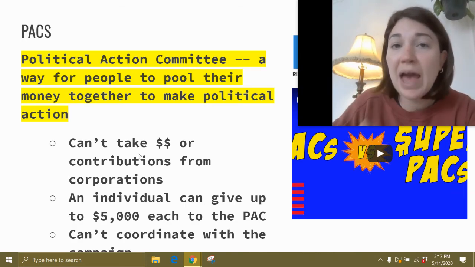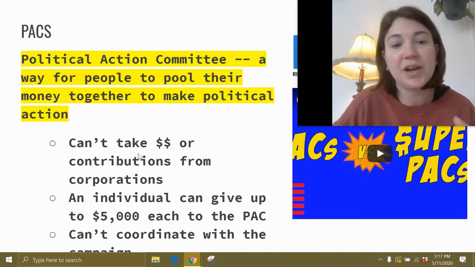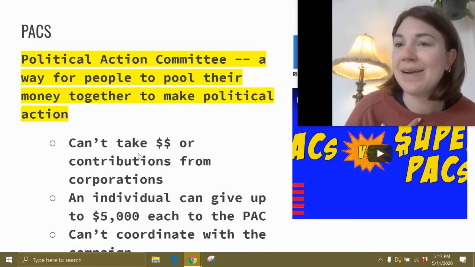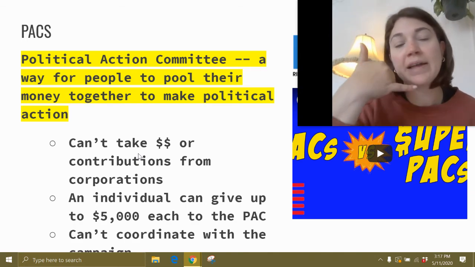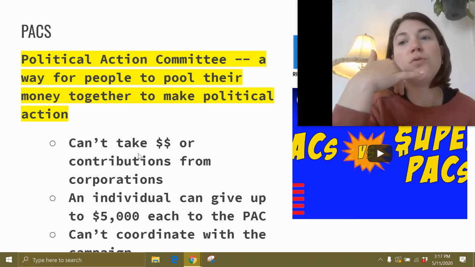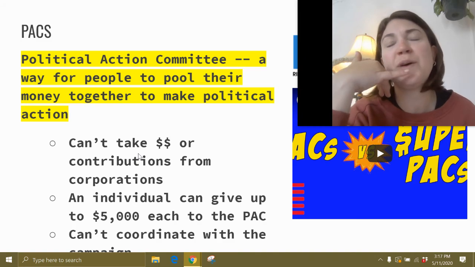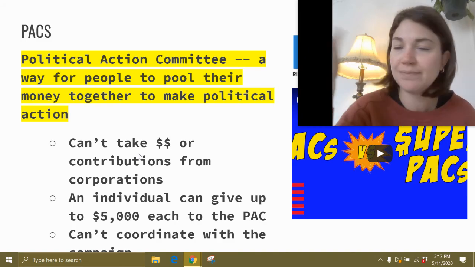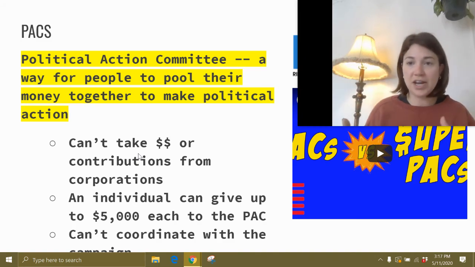What's interesting, though, is that the PAC, the group that's collecting this money, can't coordinate with me as a candidate. So I couldn't call up my anti-smoking PAC and say, hey, can you spend $10,000 in Wisconsin to run ads? They can't do that. There can't be any coordination.